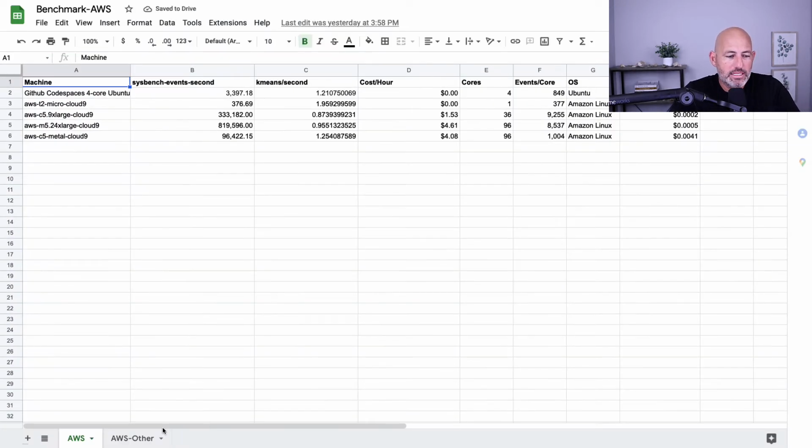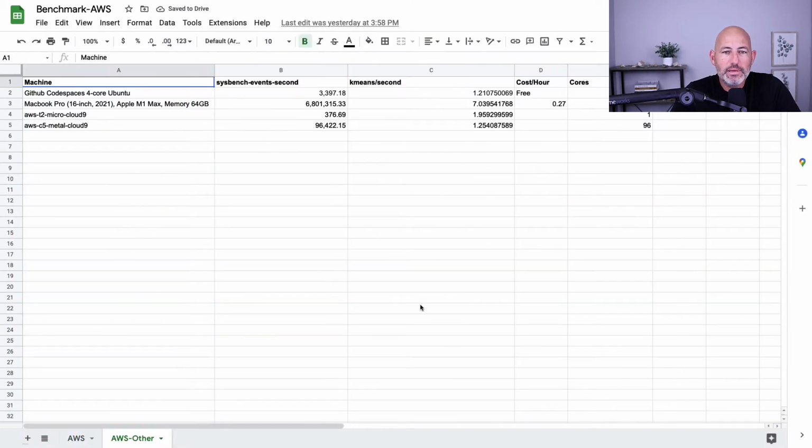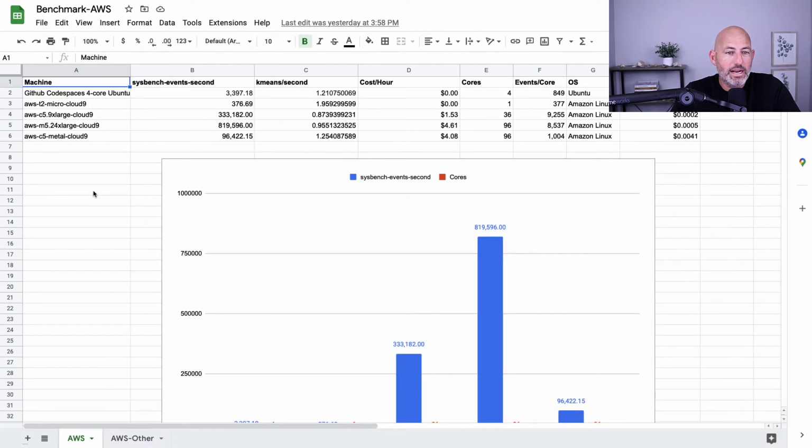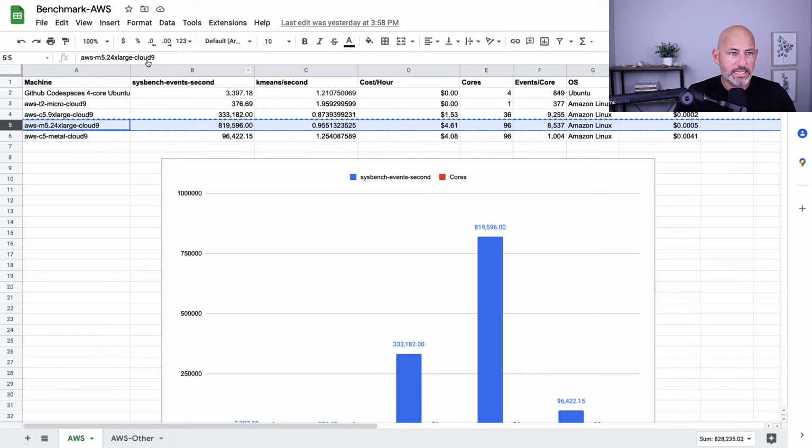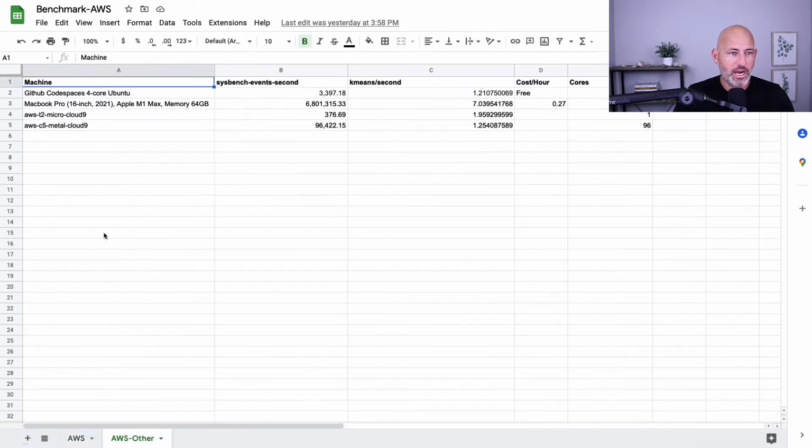And one of the things that's kind of cool is I also had a little bit of time to benchmark the MacBook Pro, the newest one, which is the 16-inch Apple M1 Max. And I was pretty shocked actually about what I discovered. And I'm going to just pull this in here so you can see the thing I was shocked about.